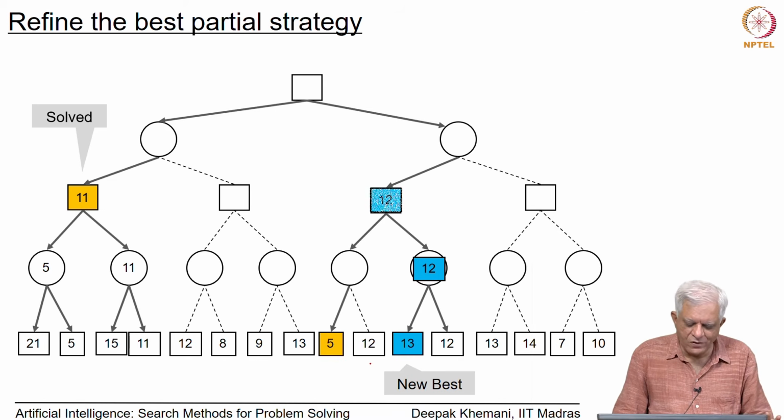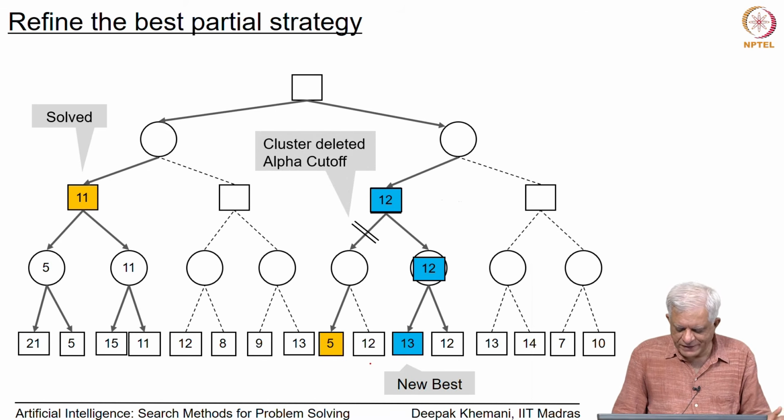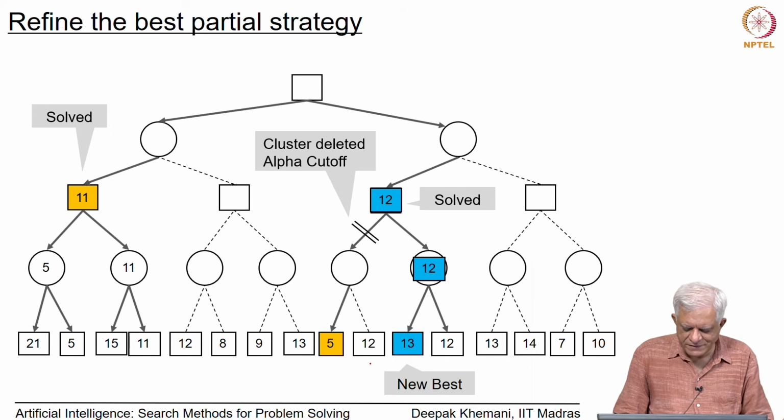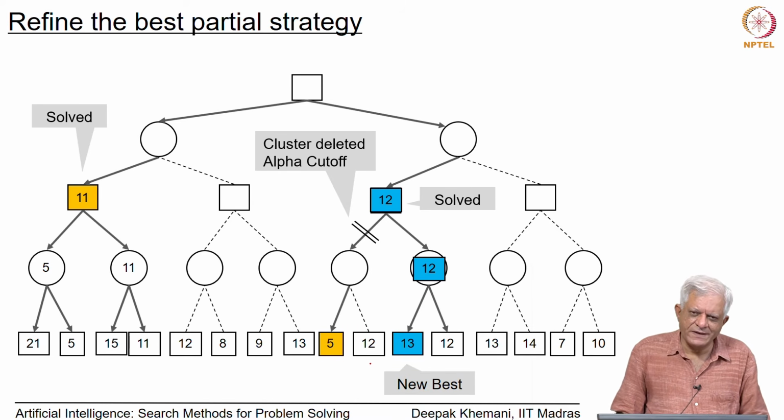So, when we started with 4 clusters, now we have only 3 left, and when we refine this 13 node, its sibling is 12 and it gets solved, and in a similar fashion its neighboring cluster which had a value of 5 also gets deleted. So, at this point we are left only with 2 clusters, one is a value 11 and one is a value 12 essentially. What do these values mean, 11 and 12? It means that the cluster with value 11 can at most be, the minimax value can at most be 11, and on the right hand side cluster it can be at most 12. So, obviously, we prefer the right hand side cluster, and now we have to refine that cluster.